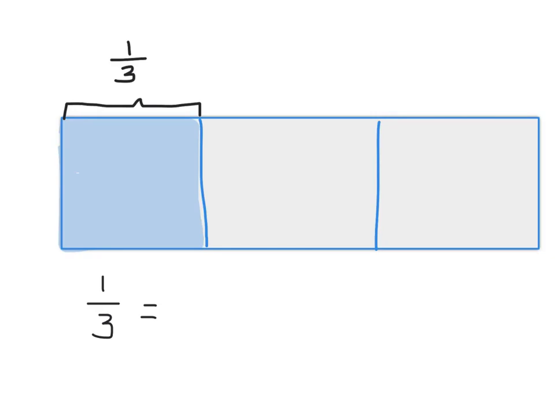Well, I'm going to change my thirds into sixths. Let's verify. 1, 2, 3, 4, 5, 6. I now have 6 equal parts. That same region, which was 1/3, now has 2 out of 6 shaded, which is equivalent or equal to 1/3.